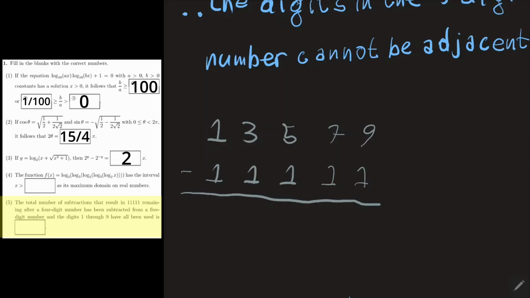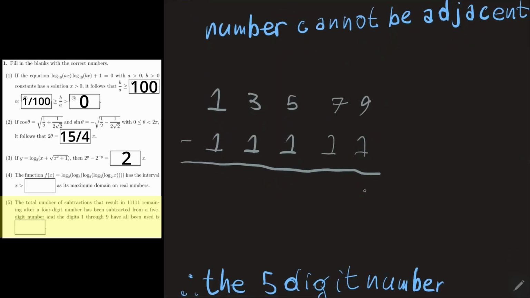We can't have 2. Let's say we skip 3 and instead we try 4. So if we try 4, we can't have 5, so we do 6. We can't have 7, so we do 8. We can't have 9, but there's nothing left after 9, right? We're not allowed to do 0 because that's not one of the numbers available to us. And so that doesn't work. And so that means that our 5-digit number must start with 1 and then be some combination of the digits 3, 5, 7, and 9.